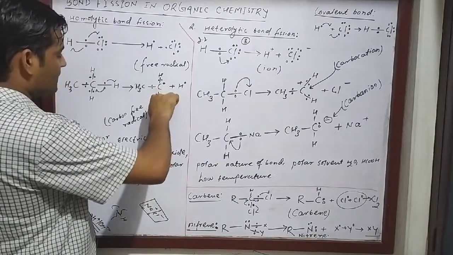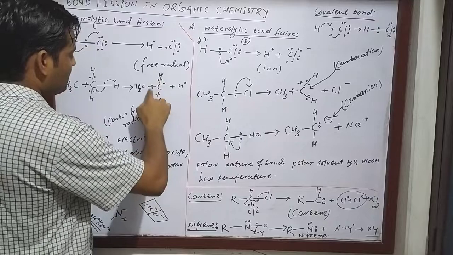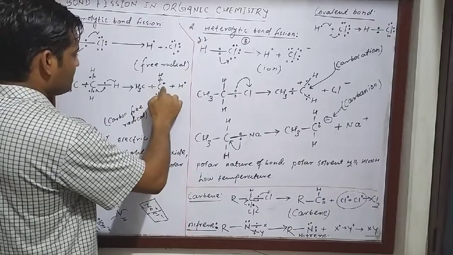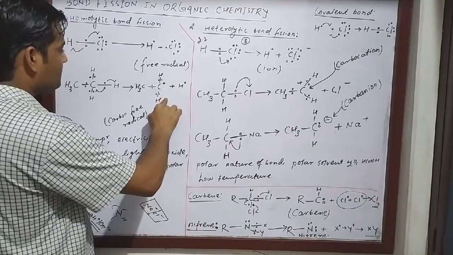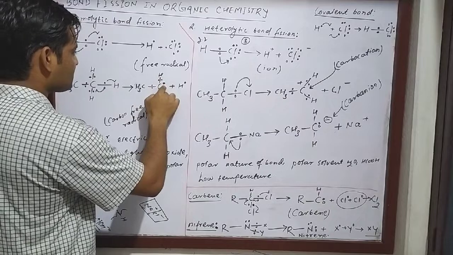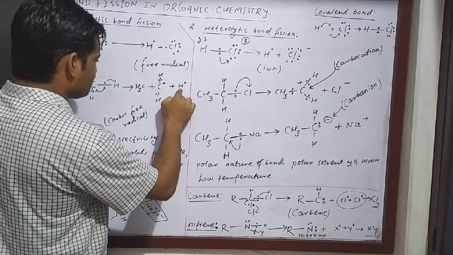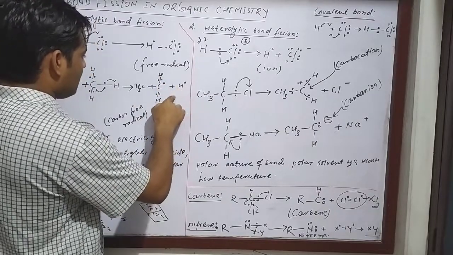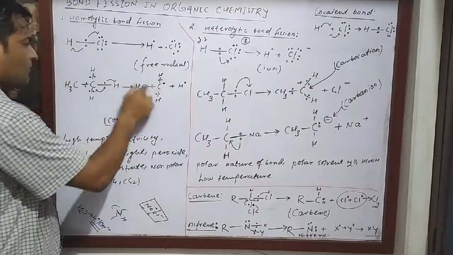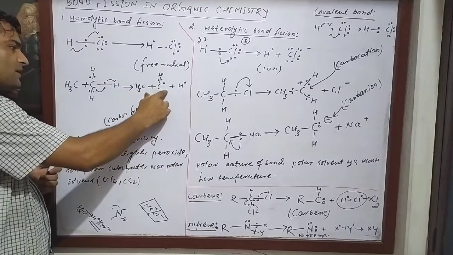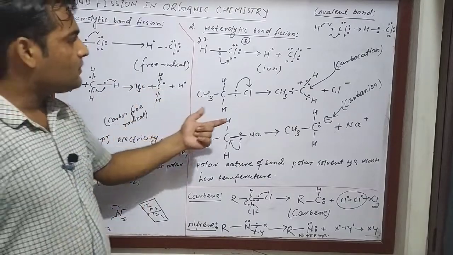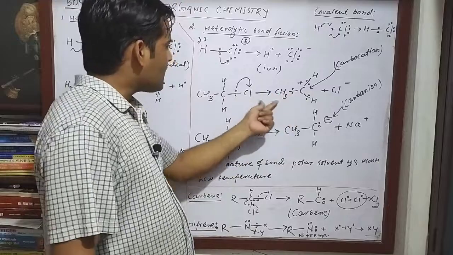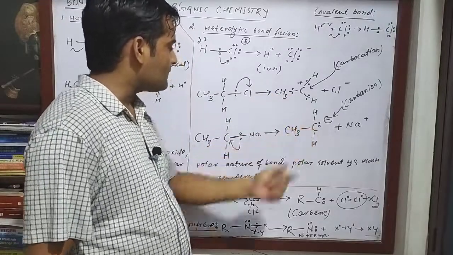And if carbon contains an odd number of electrons in its valence shell and is chargeless, this is called a carbon free radical. This is a hydrogen free radical and this is a carbon free radical, and homolytic bond fission also gives carbon free radical. And next come to how carbocation and carbanion are formed.